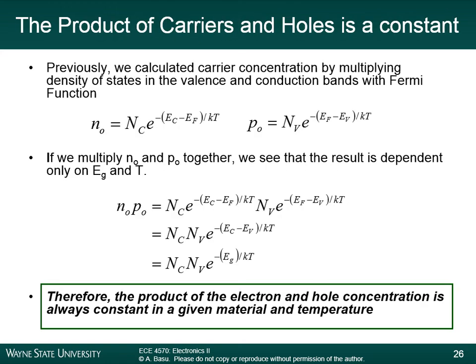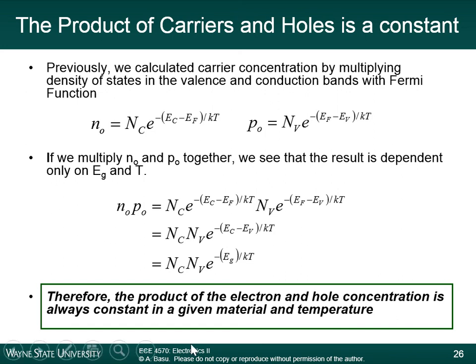These were the previous formulas we had, just rewritten up here. If we multiply these two together, N0 and P0, we come up with this longer equation. You notice we have NC, NV, and then two exponentials. What happens if you have e to the a multiplied by e to the b? What is that equal to? Multiply them together, and you get e to the a plus b. So that's essentially what we're doing here.